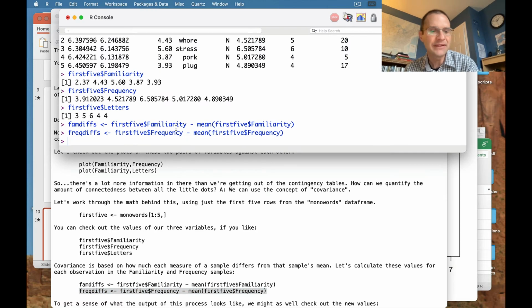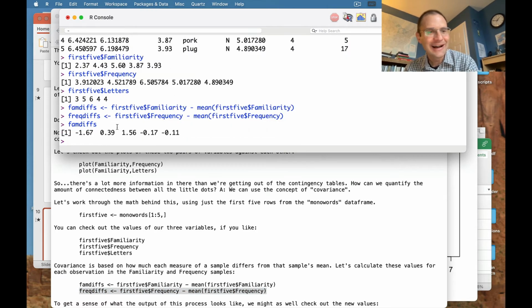We'll call them fam diffs and frequency diffs, or frec diffs, I guess. There's a nice non-word, frec. Frec diffs is another nice good non-word.